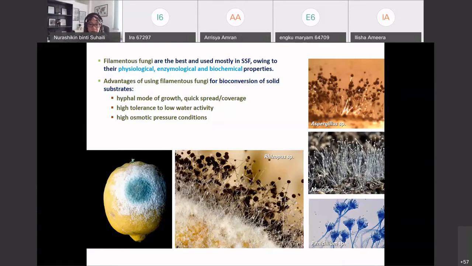Okay, so if you imagine bacteria with the single cell kind of characteristics, it might be difficult for it to reach the substrates throughout the fermentation. You got what I mean? So that's why filamentous fungi are the best and the most common organisms used in solid state fermentation because of this structure. Okay.